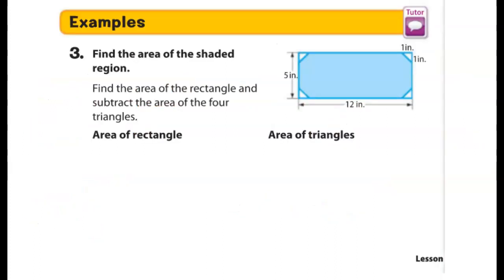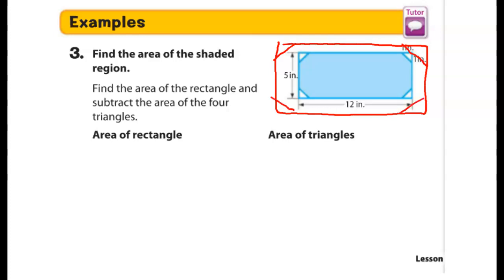Find the area of the shaded region. So what we have here, you guys, is we have this giant rectangle that's over here. And then it looks like they're cutting off a corner here, here, here, and here. So what we're going to do is we're going to find the area of the entire thing, and then we're going to find the area of each rectangle on the corners, and then we're going to subtract them. Okay, so you can kind of see that there's 4 rectangles on the corner.